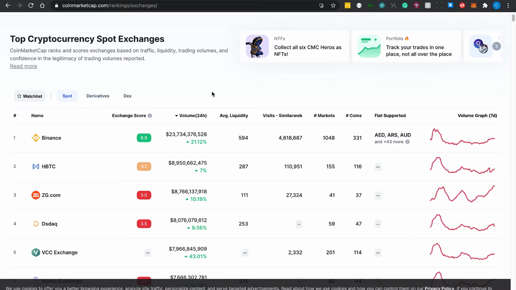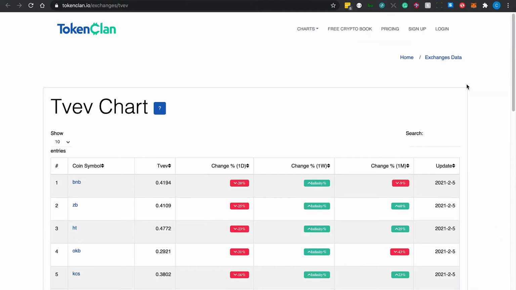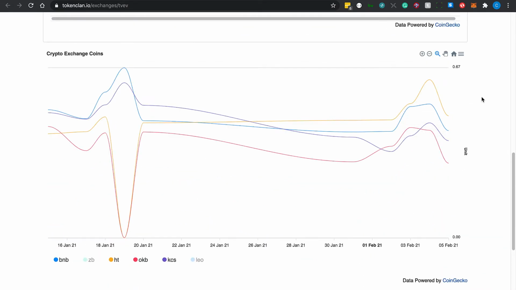You go back to the TokenClan.io website and scroll downwards, and you will see this chart, which is the TVEV ratio chart. There are several crypto tokens displayed here, but I have done some settings to it, and you can see that there are only a few of these tokens available right now on the chart itself. This is a work in progress, and we are continuing to add more tokens to it. You can see that I've disabled ZB and LEO and am just concentrating on BNB, HT or Huobi token, OKB, and KCS. These are the few tokens that we are looking at right now.